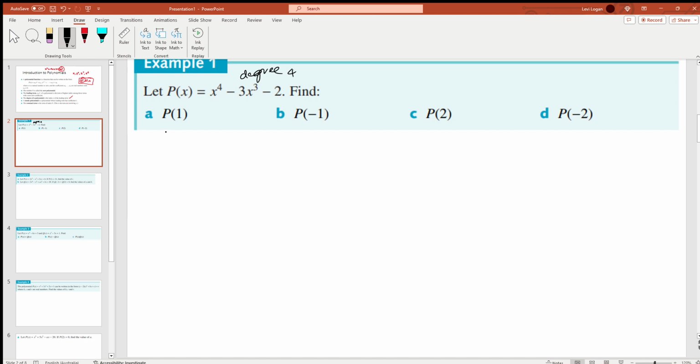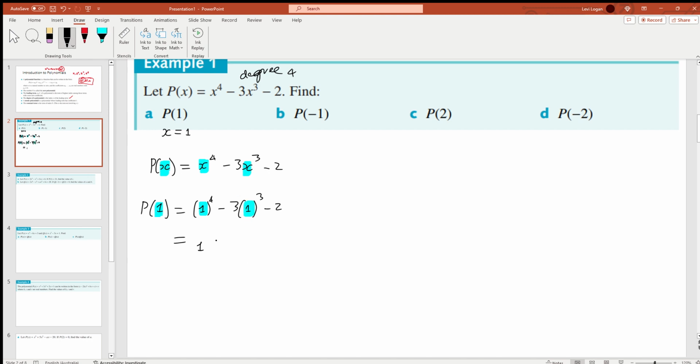That means when x equals 1, what is that? p of x is x to the power of 4 minus 3x cubed minus 2. So p of 1 means wherever there's an x, you need to replace that with a 1. So for example, this will be 1 to the power of 4 minus 3 times 1 cubed minus 2. We can see wherever the x was, I replaced it with a 1, and now we just have to evaluate what that is.